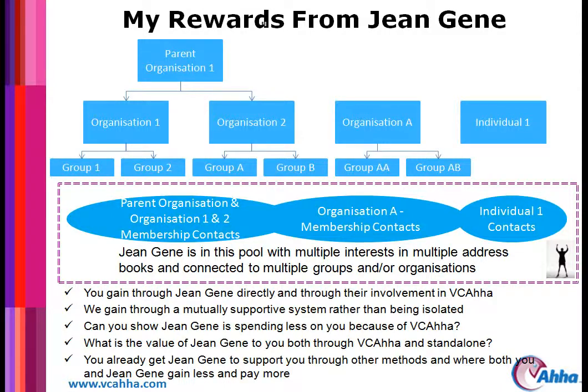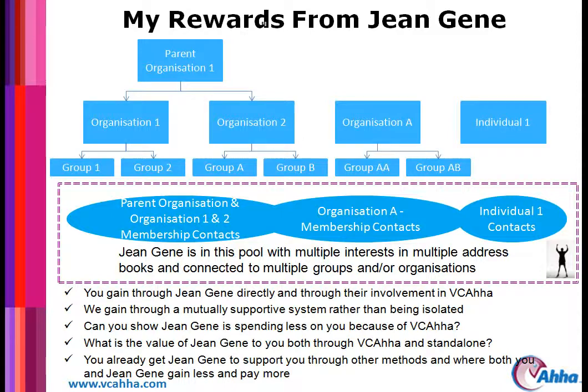Remember that you can't make them individuals registered using the service. The individual has to elect to do that themselves. Organisation A, a totally separate organisation, brings itself and some of its groups to the table, and there's an individual over here. Now, Gene is in this entire pool of contact details and memberships. Gene is in the address book of multiple groups, multiple organisations, multiple individuals.